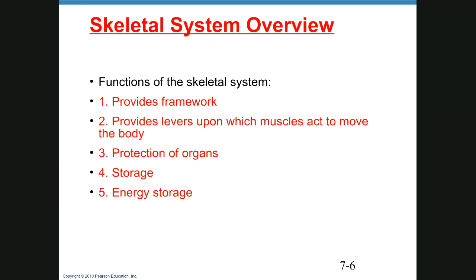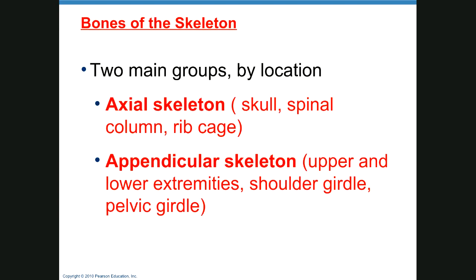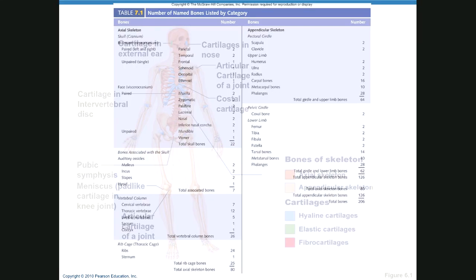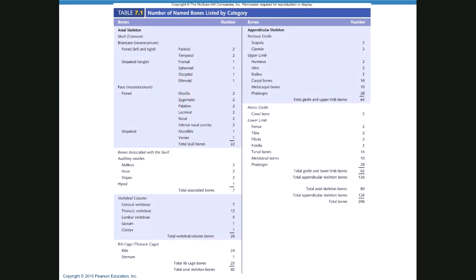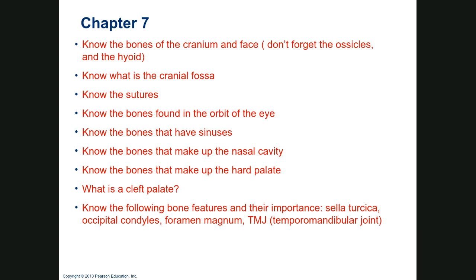So again, just review the function of bones from chapter 6. Components of bones, again, for chapter 6 we went over these. Okay. Again, know the bones of the axial skeleton, the appendicular skeleton. Given a bone, let's say the phalanges of the hand, that will be appendicular skeleton. Ethmoid bone will be axial skeleton. Then from the axial skeleton, the material that you need to know are the bones of the cranium and the face.